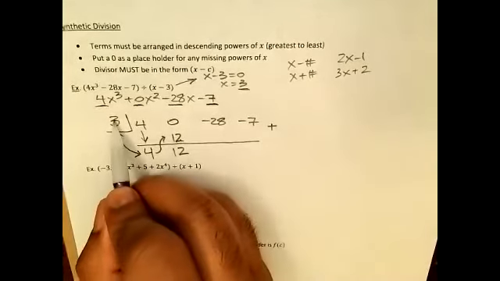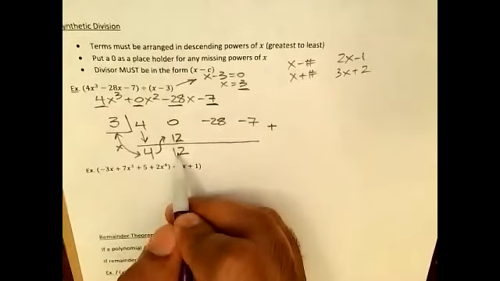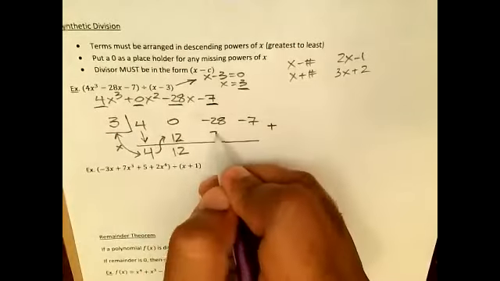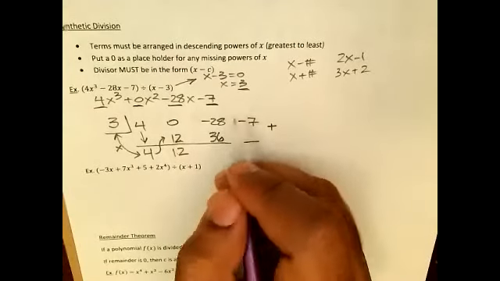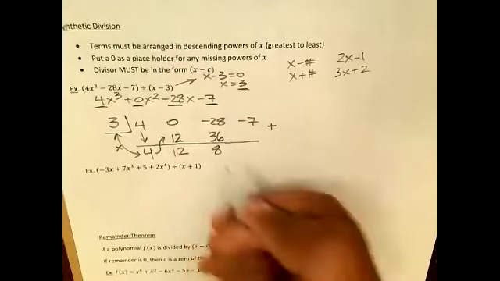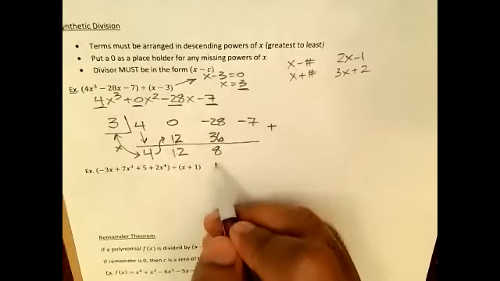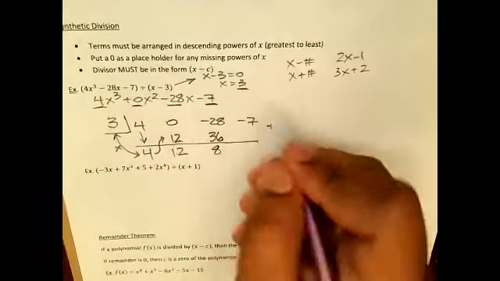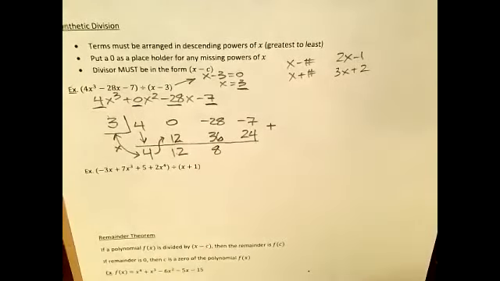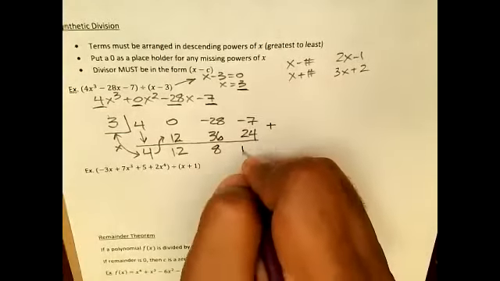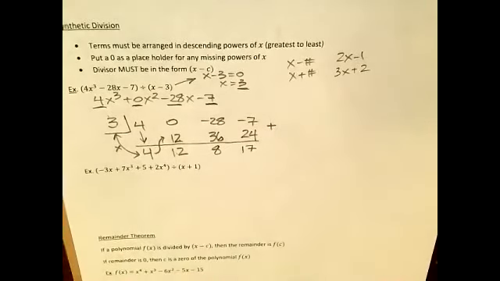Next, I'm going to multiply 12 times 3. 12 times 3 is 36. So this 36 is going to go here underneath the negative 28. And I'm going to add negative 28 and 36 together. That will give me 8. And then finally, I'm going to multiply 8 times 3. That's 24. Now I'm going to add negative 7 and 24. That's going to give me 17. All right, so that is synthetic division.